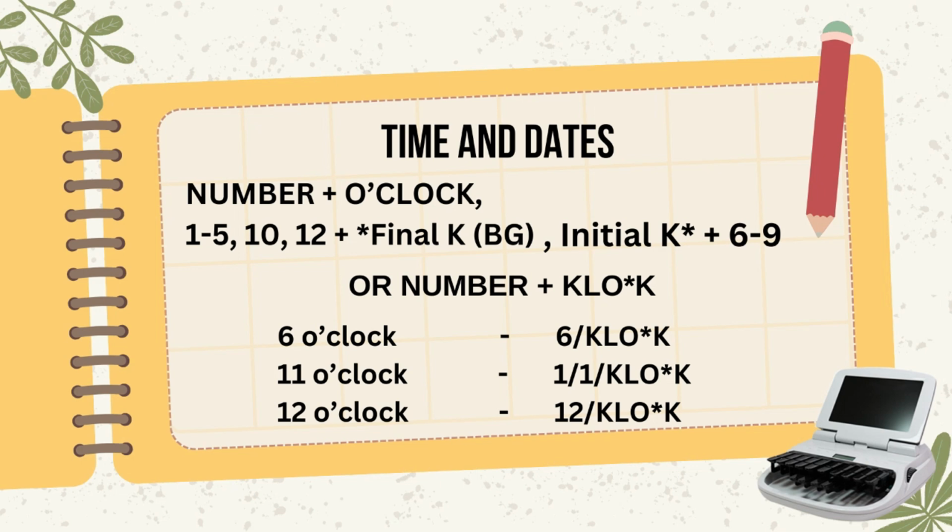Now here's a comparison of how we write 6 o'clock using the clock word: the number 6 and then initial KL, vowel O, asterisk, final K. This is way longer than the other one, but if you would like to proceed and use this one, that would be fine.